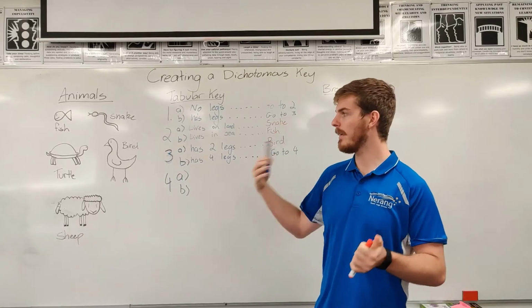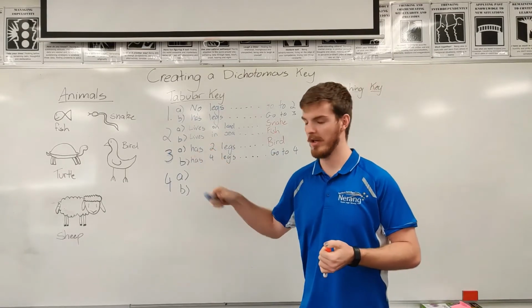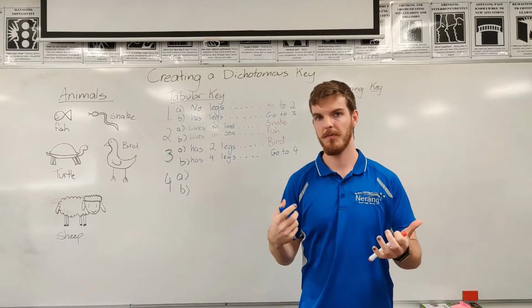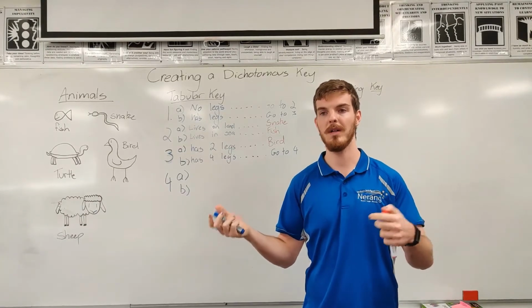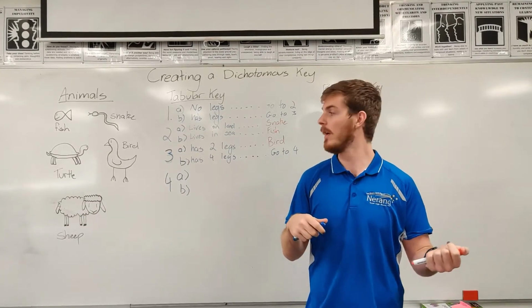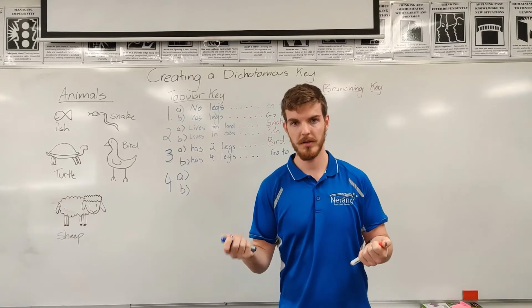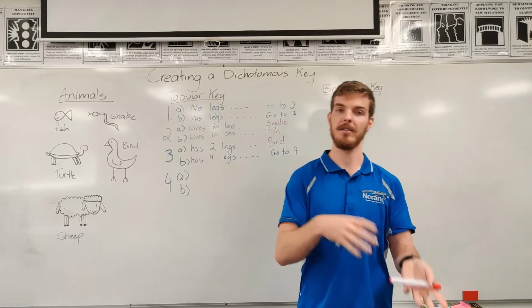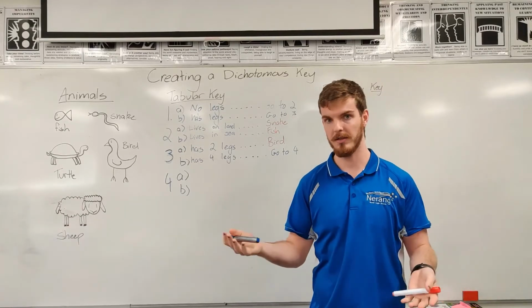So now we've got a turtle and a sheep left. We can differentiate them from one characteristic that one has, the other one doesn't. So one thing that a turtle has that a sheep doesn't is a shell. So you could have has shell and doesn't have a shell. That's a good way to distinguish it.